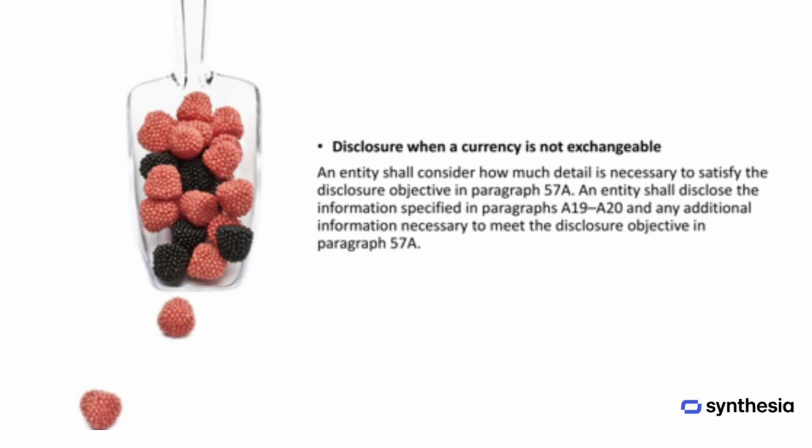Disclosure. When a currency is not exchangeable, an entity needs to think carefully about how much detail is required to meet the disclosure objective described in paragraph 57a. It must disclose the information outlined in paragraphs A19 and A20. Additionally, the entity should include any other information necessary to fully satisfy the disclosure objective in paragraph 57a.